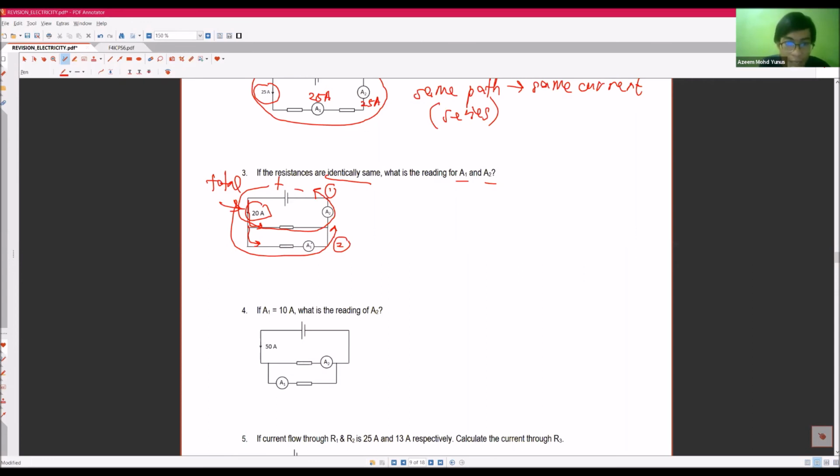So we can say that this A1 here should be 10 ampere. This A2 here is already merged back. So this is 20 ohm and 20 amperes. So each path has 10 ampere. The below path also has 10 ampere. If we add that up, then A2 should be 20 ampere as well. Okay. So let's move on to number 4.